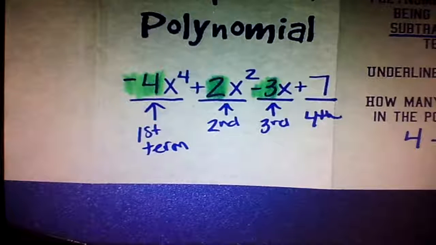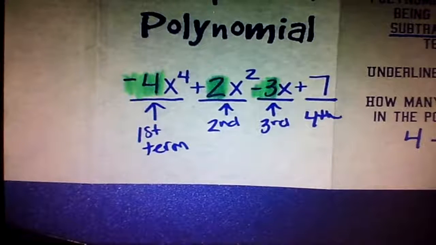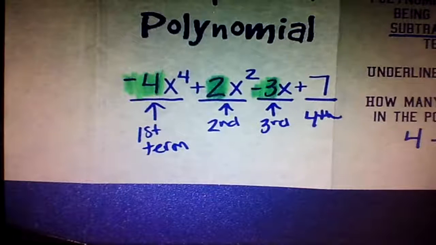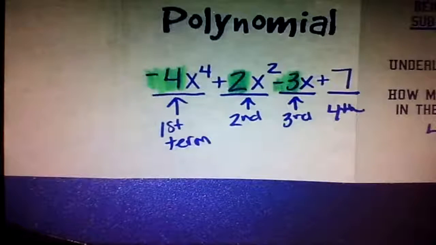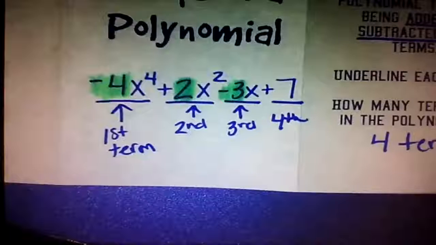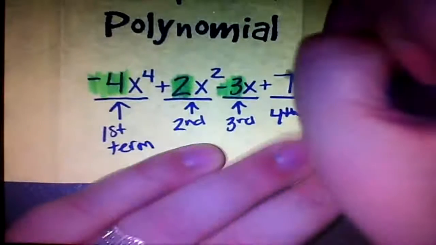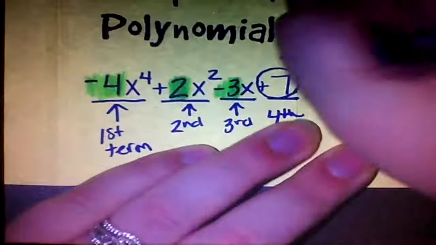Okay. If the coefficient has nothing written there, remember, it's an invisible 1. So if you just had plus x, your coefficient would be 1. If a term has no variable, we call it a constant. Okay? The constant takes the sign in front of it. Circle your constant if it exists. Do I have a constant? Yeah. What is it? 7. Positive 7 is my constant. So this is my constant.